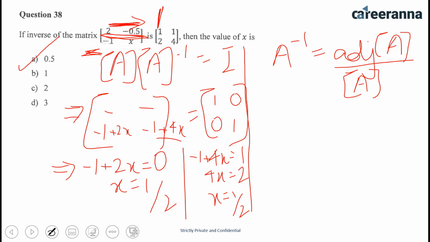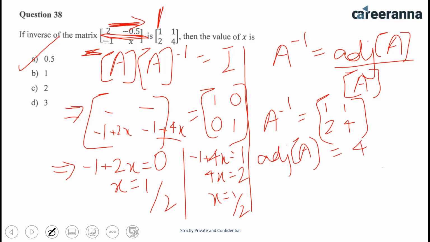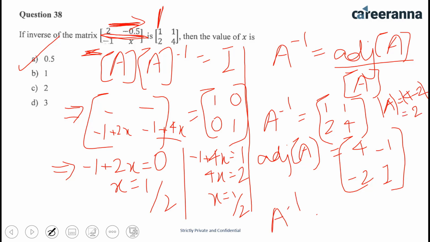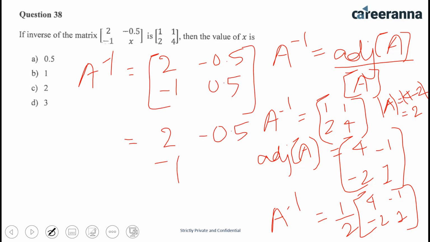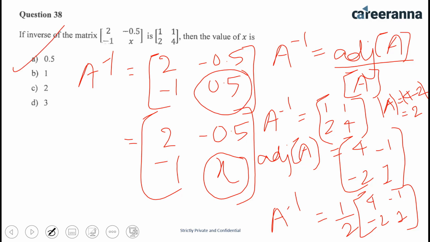Now I'll solve with the other method, A inverse. A inverse is given to me as [1, 2; 1, 4]. To find the adjoint of A, I'll change the diagonal points and introduce a minus sign. The determinant of A is nothing but 4 − 2, which is 2. So A inverse is half of [4, −2; −1, 1]. Now A inverse becomes [2, −1; −0.5, 0.5], the matrix which was already given to us. Here x is 0.5. Hence our answer to this question is 0.5.